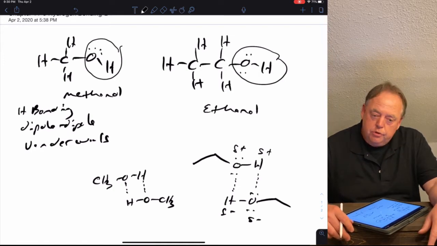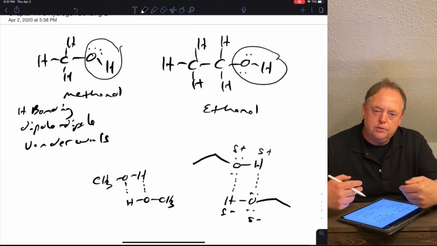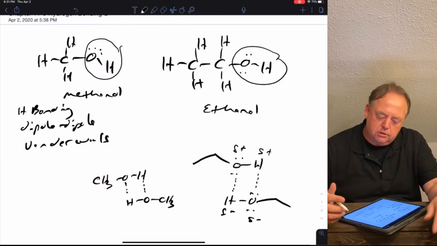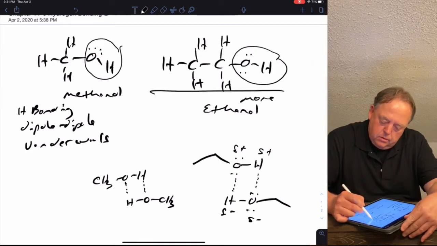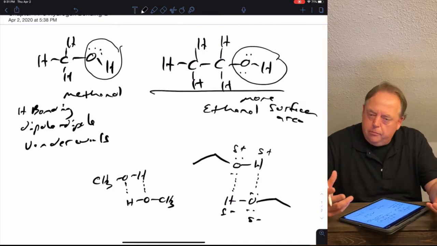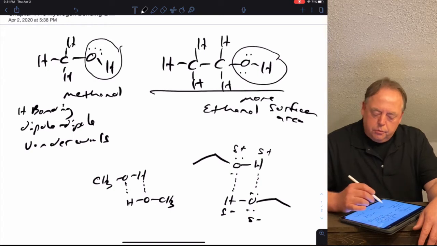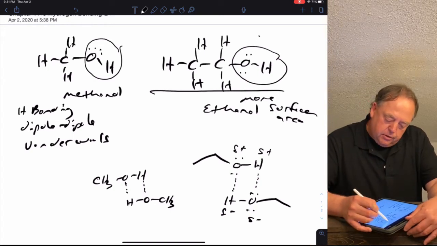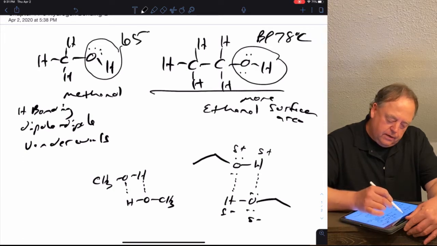So what you could use is, since hydrogen bonding is a wash, then you have to go to secondary forces and van der Waals attractions. So this has more surface area. Since hydrogen bonding is comparable between the two, then you could go to surface area. The one on the right has more surface area. Ethanol has more surface area than methanol, so it's going to have a higher boiling point. Ethanol's boiling point is 78 degrees Celsius, and methanol's is 65 degrees Celsius.